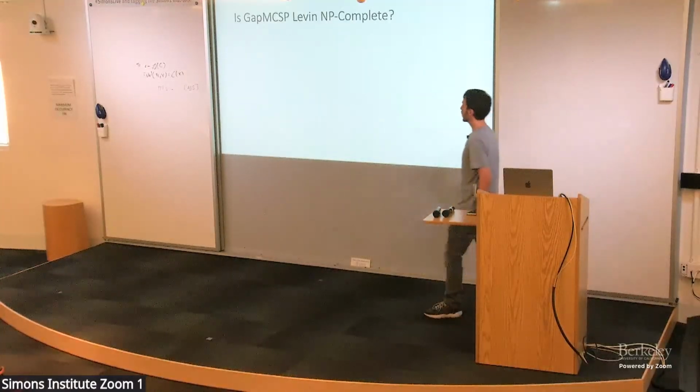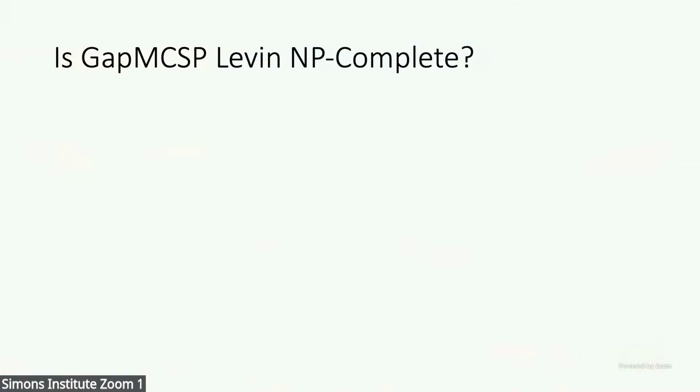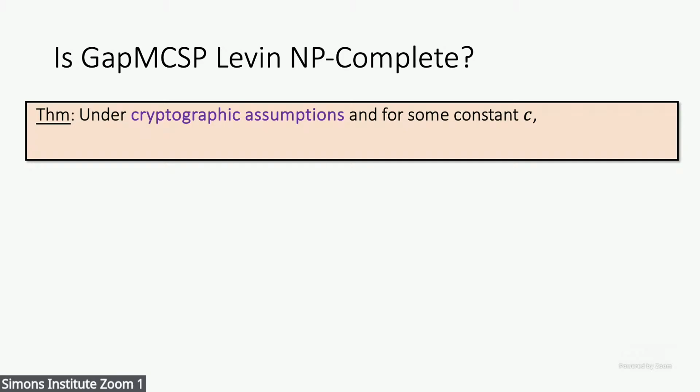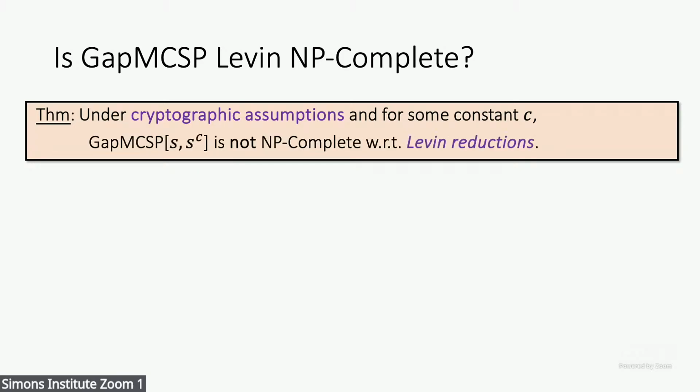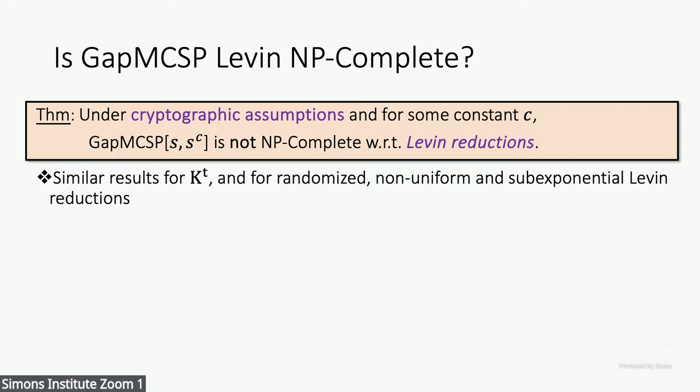Okay, so now the question is: is gap MCSP Levin NP-complete? Is it NP-complete with respect to Levin reductions? What we showed is that under cryptographic assumptions, and for large enough gap, MCSP is not NP-complete with respect to Levin reductions. And the same is true for randomized reductions, non-uniform reductions, and reductions that can run in sub-exponential time, assuming the right cryptographic assumptions.